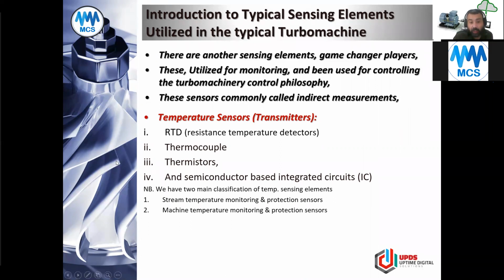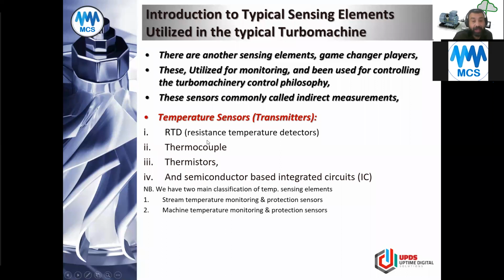So this is a very important note. I would like all of you to understand it very well, because this is a common confusion or misunderstanding. What kind of temperature sensor am I using in my monitoring? There is something we call stream temperature monitoring and protection sensors, where you need to put a transmitter on the stream itself to control the stream.